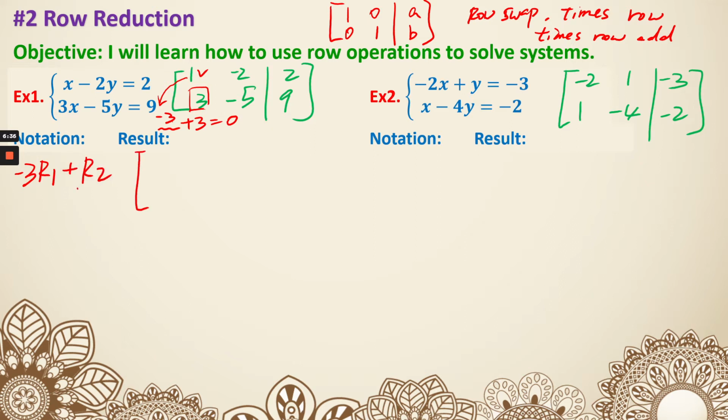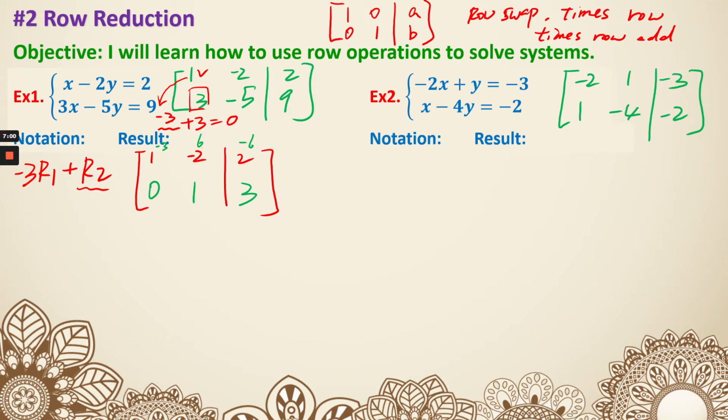In that case, that means I'm changing my second row. First row stays the same. So 1, -2, 2 stay the same. But my second row is now changed. These numbers multiplied by 3 will be -3, 6, and a -6. I'm adding those numbers to my second row. -3 plus 3 is a 0. 6 plus -5 is a 1. -6 plus 9 is a 3.